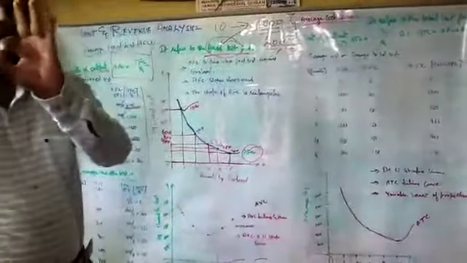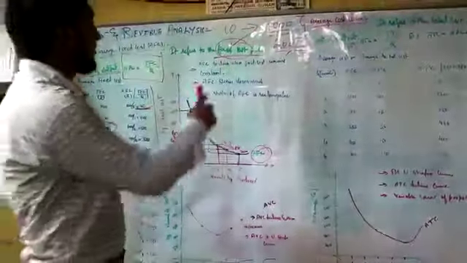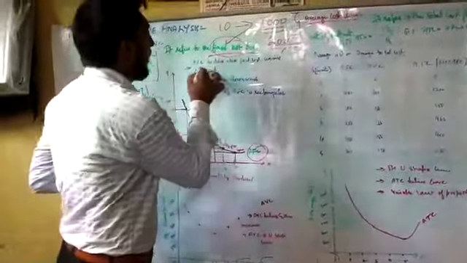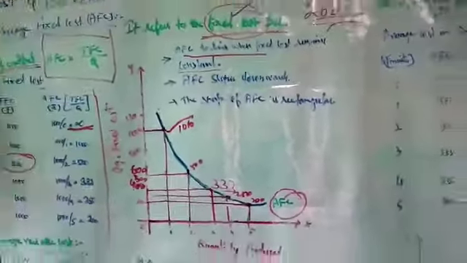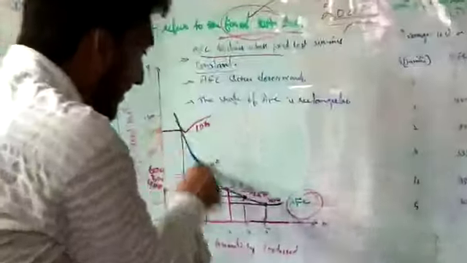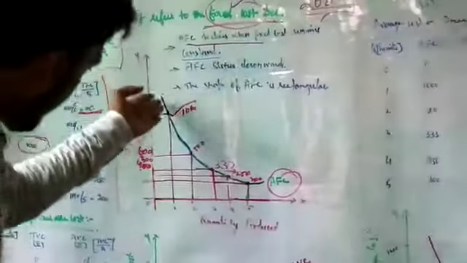We have three more important aspects of this. Point number 1, average fixed cost declines when fixed costs remain constant. What happened here? The average fixed cost declines, as we see. It is going down.